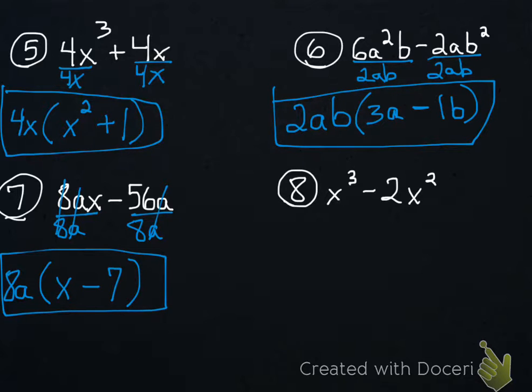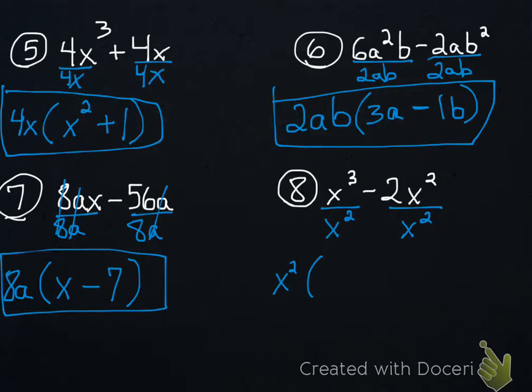Number 8. I don't see any coefficients that are going to cancel, but I see lots of x's. I've got 3 x's in the first term and 2 x's in the second term. That means I can pull out 2. I pick out the lowest exponent. So my GCF is x squared.